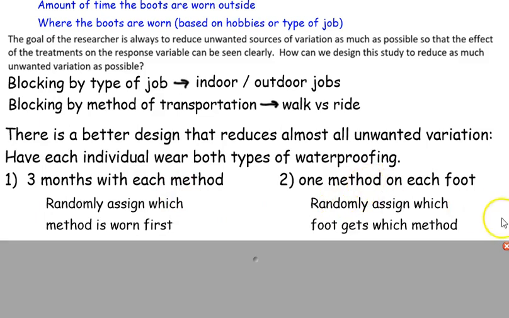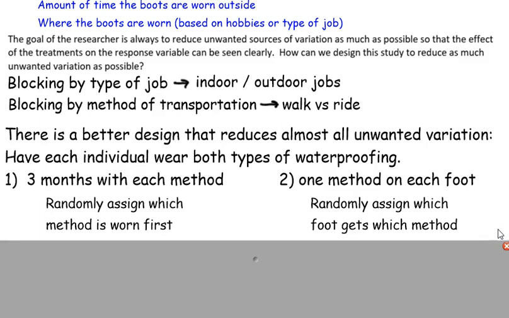So to reduce even more variability, let's do one method on each foot. Then we need to randomly assign which foot gets which method. Now this is not as obvious. We don't necessarily know that there would be a problem with everybody wearing the left foot with the old method and the right foot with the new method, for example, but it could be that people might end up stepping in puddles more often or less often with their dominant foot. Maybe if they walk on a certain road or sidewalk a lot, there tend to be more puddles on one side than the other.